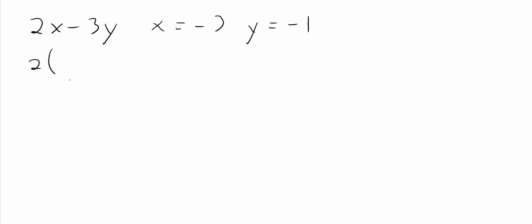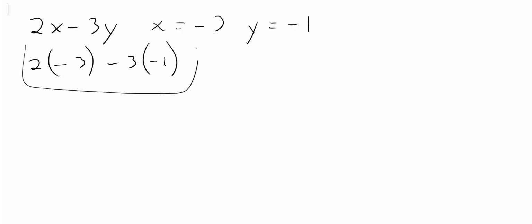All right, let's keep going and do a couple more examples. This one is actually more complicated, to be honest with you. Here's your expression, 2x minus 3y, and x equals negative 3 and y equals negative 1. Just use your parentheses: 2 parenthesis negative 3 minus 3 parenthesis negative 1, and then multiply it out. If you want to use your calculator, you type this exactly the way it is there and get your answer.